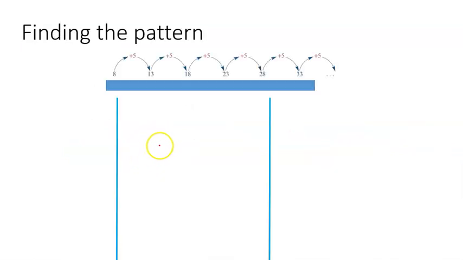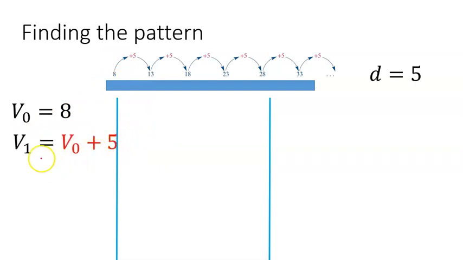So we're going to look at what patterns we can establish. All right, so the common difference is 5. This we know. Our initial value is 8, just an arbitrary value that has been established. To get v1, we need to get v0 and add 5. Or in this case, we need to get 8 and add 5 to get 13. That makes sense. And this is where you get 8 plus 5 is equal to 13.